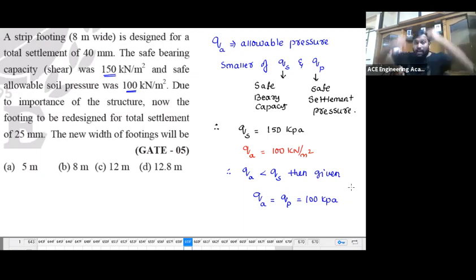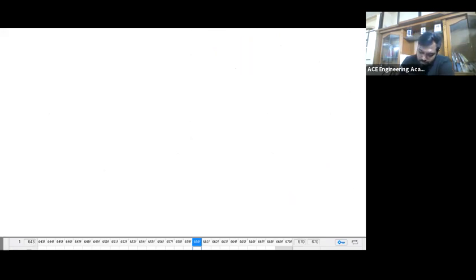Okay. So the gross pressure that a soil can take without any excessive settlement is nothing but 100 kilopascals. Now, if I apply 100 kilopascals on a strip footing of width 8 meters, the settlement I obtained is 40 mm. Yes. So now, whatever the QP is, it is nothing but load by area of footing. How much is it? 100 kilopascals.